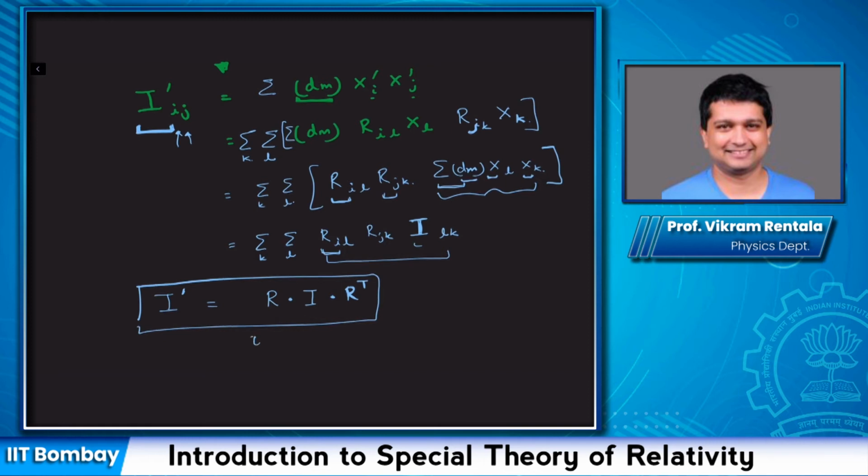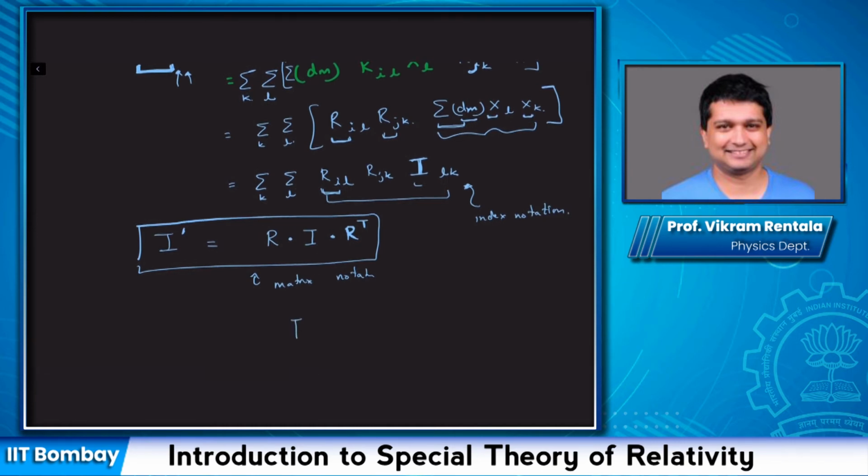Okay, this is in matrix notation, but this is in index notation. So you think about the matrix I of the moment of inertia tensor. Imagine hitting it on the left by a matrix R, and hitting it from the right by a matrix R, but I have to transpose this matrix when I hit it from the right.